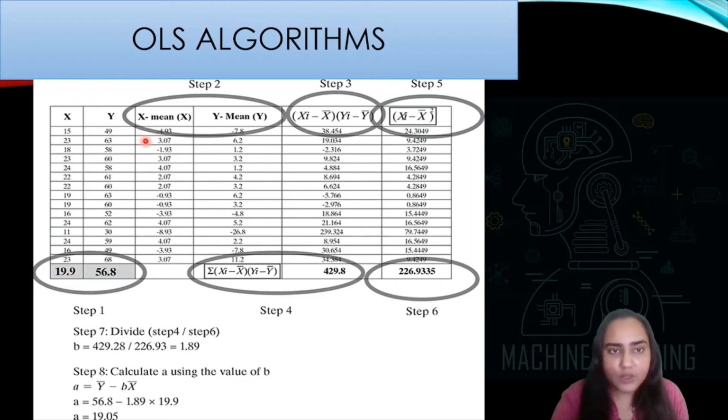Step 2 right here is to calculate x minus bar x, y minus bar y. So these are all the values of x minus bar x and y minus bar y. Once you've done that, step 3 is to calculate (x minus bar x) into (y minus bar y), which means you just multiply these two columns over here. Multiply, and whatever answer comes, put it over here.